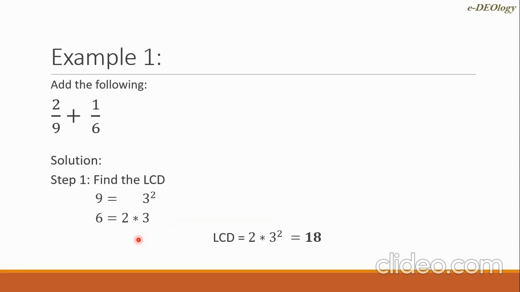Then we're going to collect all the factors. I start with the number 2 and then the number 3. But there is a number 3 with the highest power, so I will copy the highest power as the rule says. Then we will simplify this: 2 times 3 squared is equal to 18, and that is our LCD.